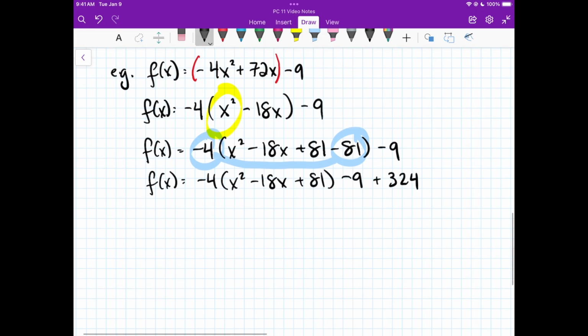Keep an eye on your negatives. Then finishing this up, we get f of x equals negative 4, and then x minus 9, so remember, half of negative 18, squared, plus 324. And there we are.